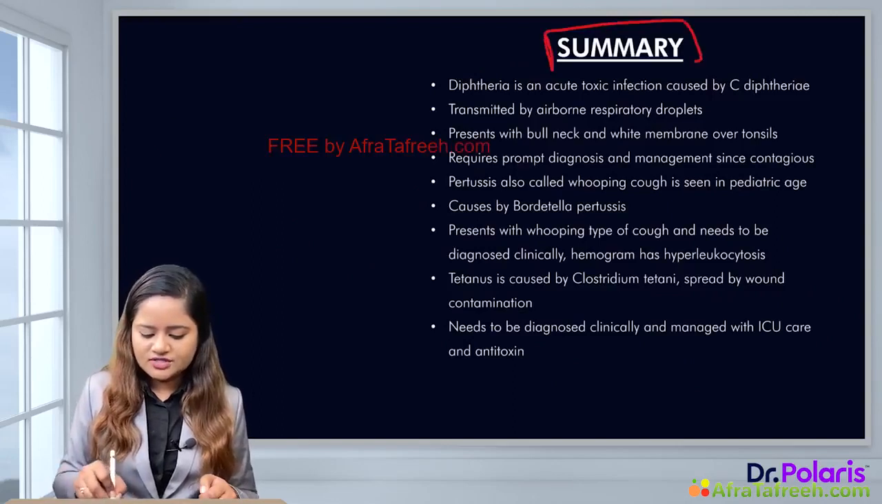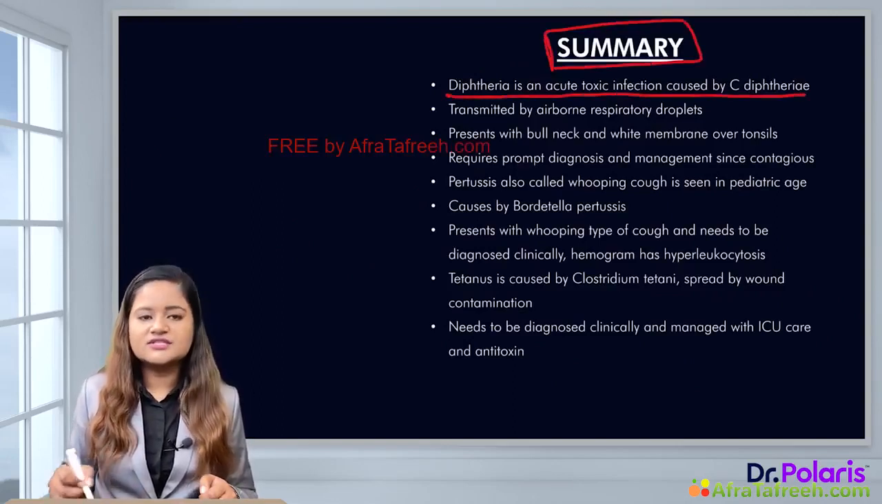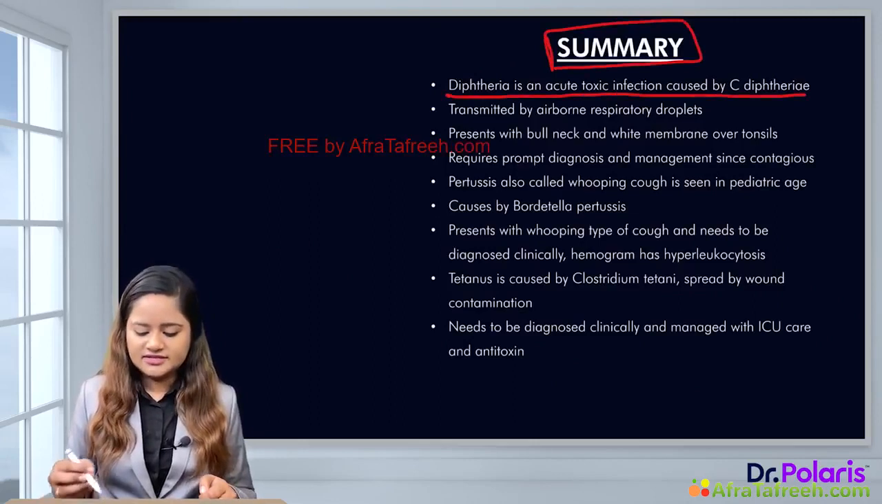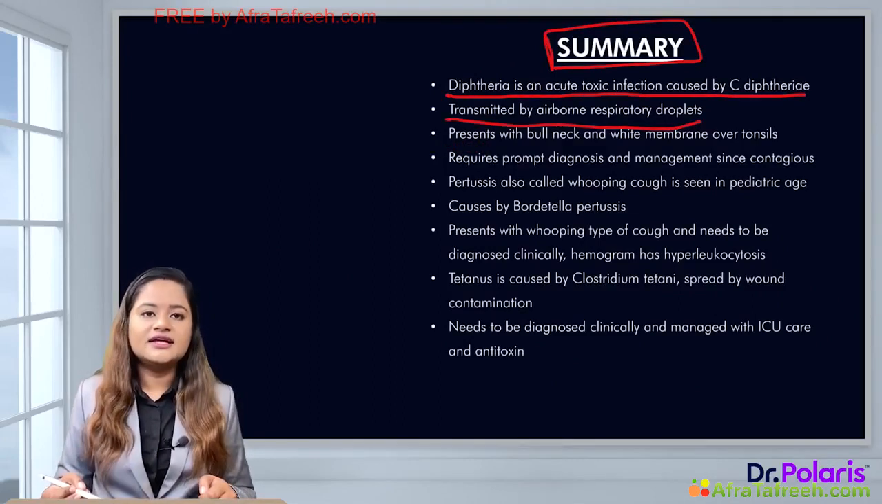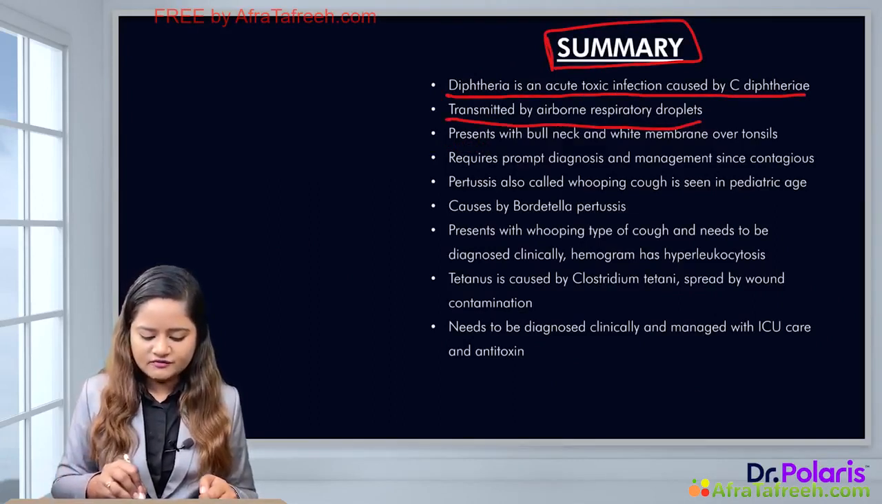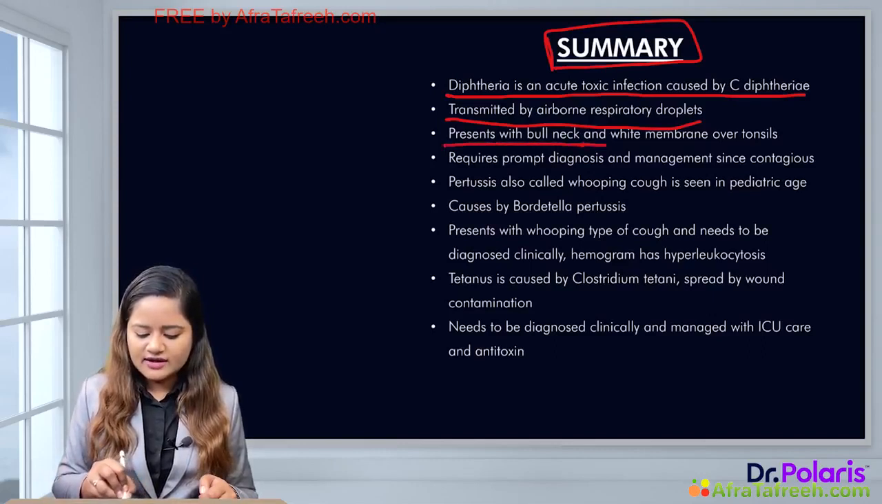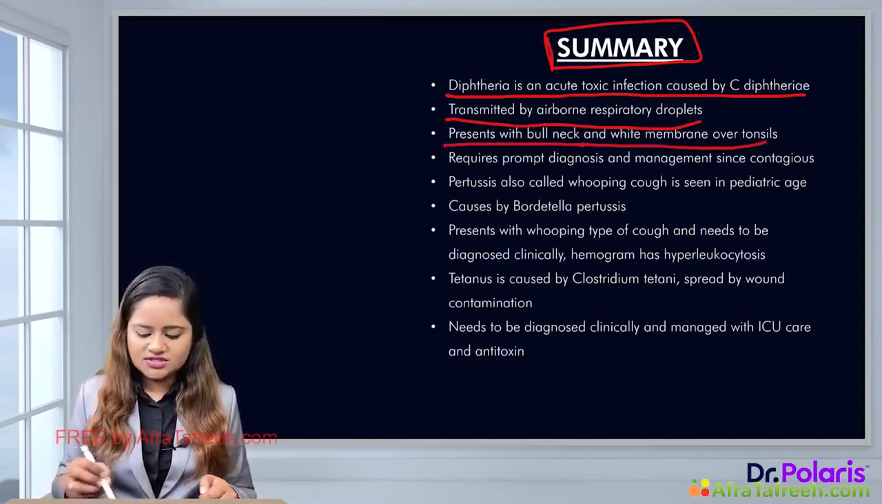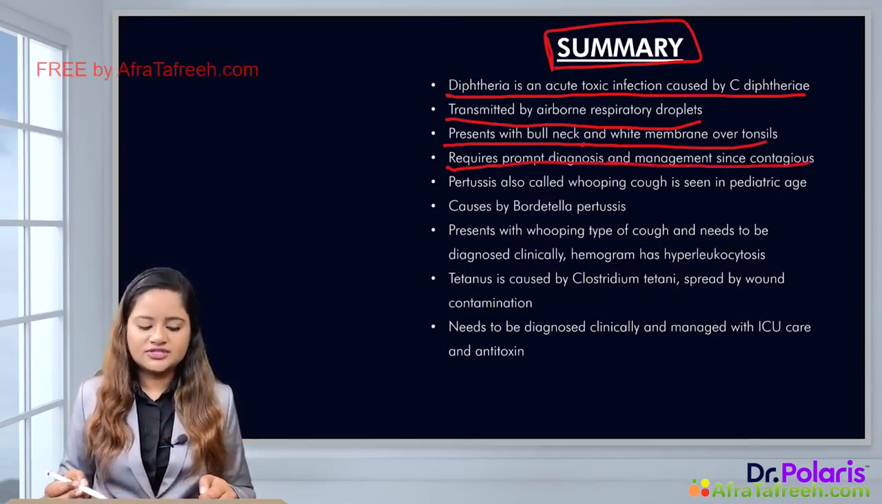So the summary for this topic, so diphtheria is an acute toxic infection caused due to Corynebacterium diphtheriae. It is transmitted like an airborne respiratory droplet infection. It presents with bull neck and white membrane over the tonsils, which is the classical presentation. It requires prompt diagnosis and management since it is very contagious.